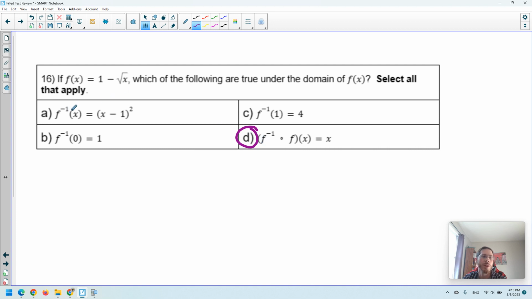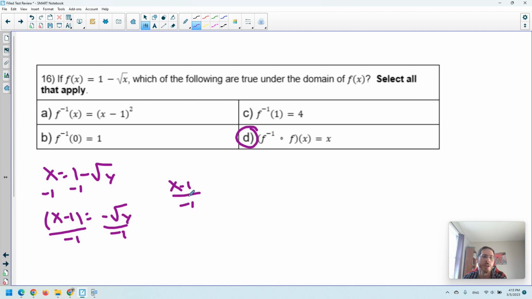For part A, f inverse is x minus 1 quantity squared. So what we're going to do is flip-flop the x's and the y's. So x equals 1 minus square root y. We'll try to get the y by itself. So I need to subtract 1 from both sides. x minus 1 equals negative square root y. So I have to divide by negative 1. So x minus 1 over negative 1 equals square root y.